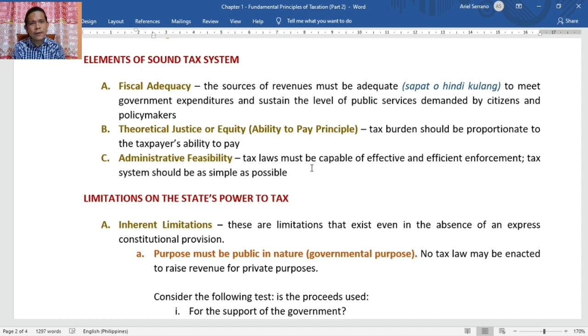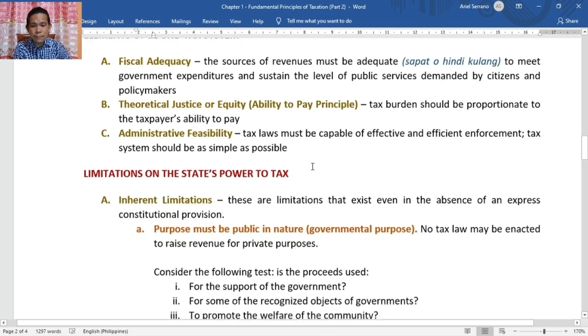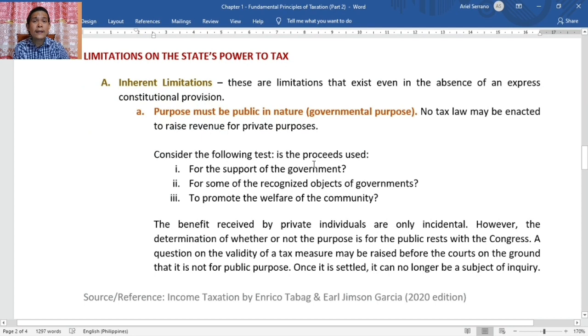Okay? Now, how about the limitations on the state's power to tax? Meron kasi tayong inherent and the constitutional limitation. Pero sa ngayon, pag-usapan muna natin itong inherent limitations. Ano-ano ba itong inherent limitation na ito? Now, if you remember, when we said inherent, ito ay likas, ito ay natural. So, itong mga limitations na ito, this exists kahit na walang express constitutional provision.